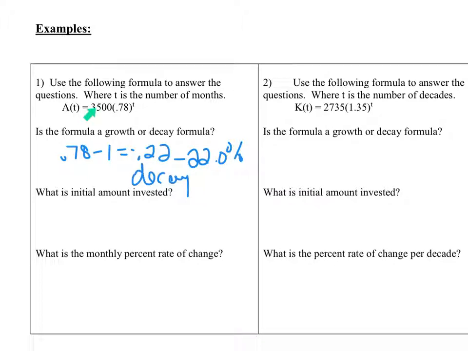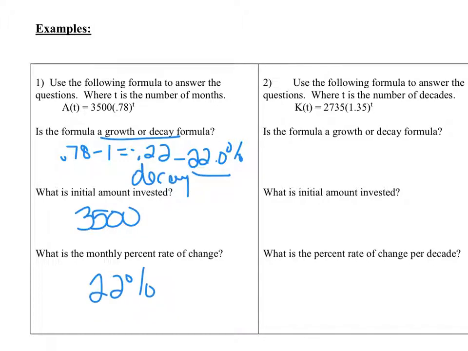So the initial amount invested is this number right here, 3,500. Now we always look to see if they say in hundreds and thousands. So sometimes you may have to change what you have. What is the percent rate of change? Oh, look, I did that here. So it's 22% rate of change. And it is negative, but it's negative when we're dealing with is it growth or decay.